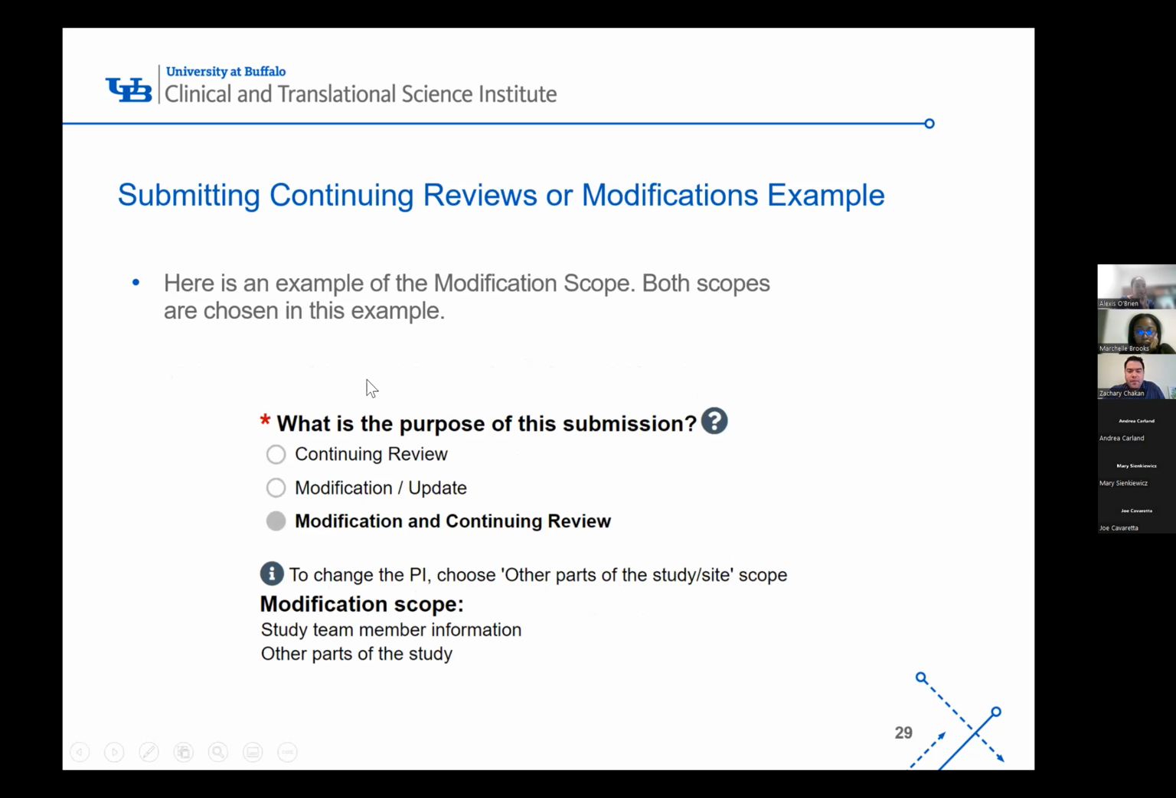So here's an example of the modification scope. In this case, both scopes are chosen. So someone wants to do a continuing review and they want to do a study team member modification and other parts of the study. So other parts of the study always has to be chosen for modification and continuing review. And you can also choose to do study team member information as well. There are no other scopes. Those are the only two scopes that you have.